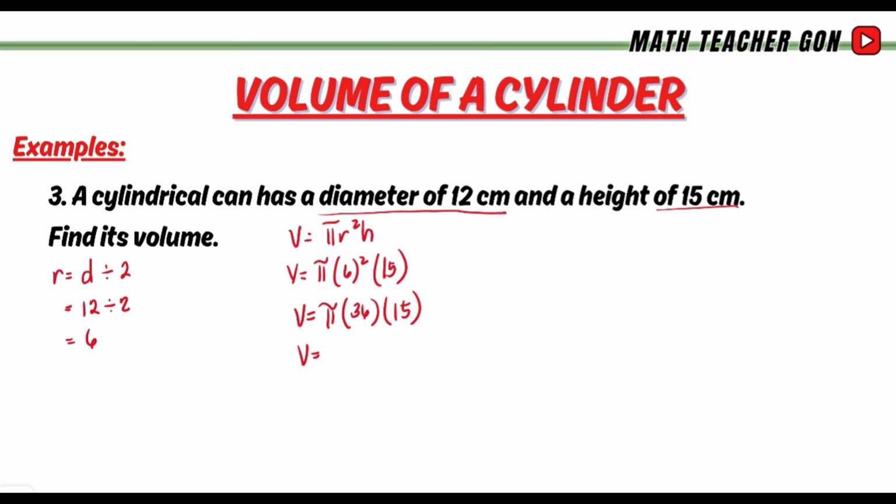That is 540 pi. Don't forget the unit, cubic centimeters. Or if we use 3.14, let's multiply it by 3.14. That is approximately 1,695.6 cubic centimeters. Okay?